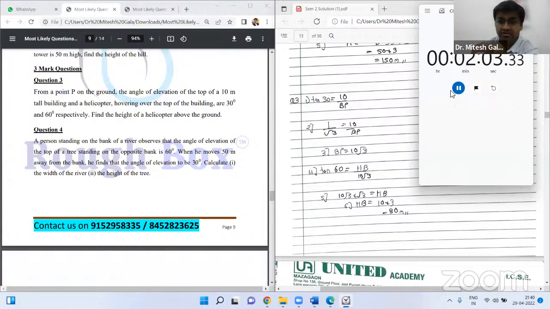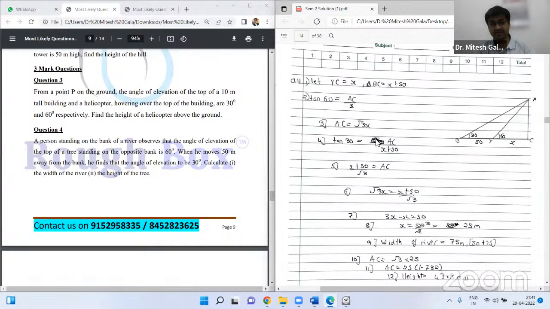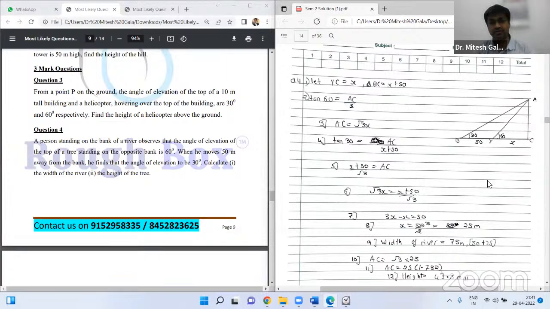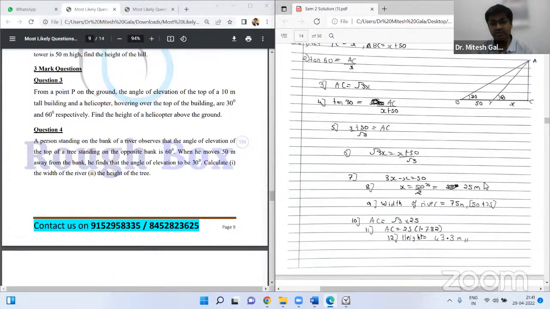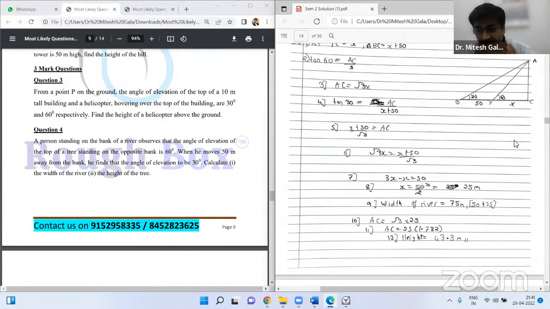Okay, let's look at the solution to this one. A person is standing, angle of elevation 60 degrees. He goes 50 meters away, angle of elevation 30 degrees. Calculate the width of the river and the height of the tree. So you assume this as x and the full thing becomes x plus 50. You keep on solving and get AC in both the triangles and equate them. Once you equate them, you get x as 25.